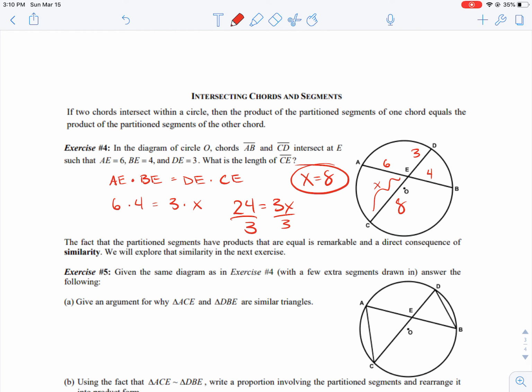So the fact that partitioned segments have products that are equal is remarkable and a direct consequence of similarity. We'll explore that similarity in the next exercise. Okay, so given the same diagram with a few extra segments drawn in, answer the following below. So give an argument for why ACE and DBE are similar triangles. Okay, so when I say similar triangles, which we haven't really discussed yet, we're looking for not so much the same size, but the same shape, just smaller.